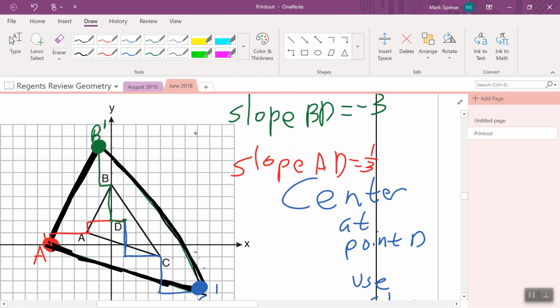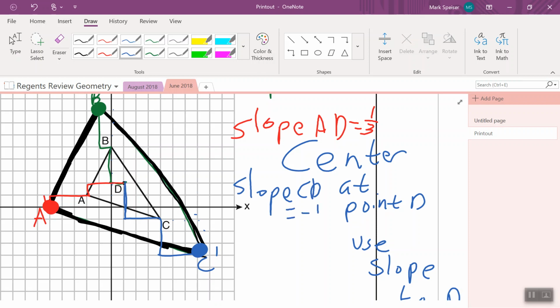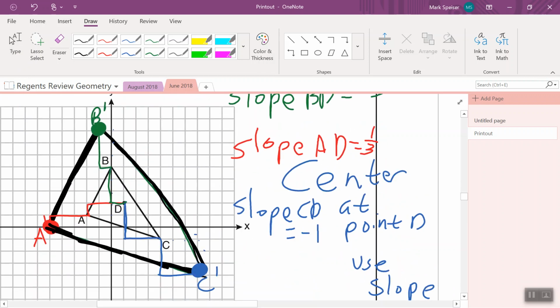And you do D to C. You go down 3, right 3. So the slope of DC is negative 1. There's many different ways of doing this. I think this is the best way. You find the points A prime, B prime, C prime. Make sure the primes are obvious.